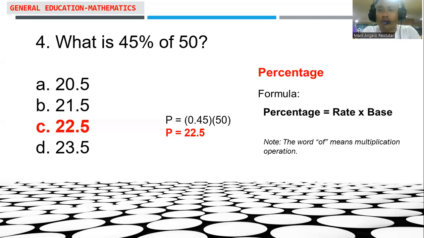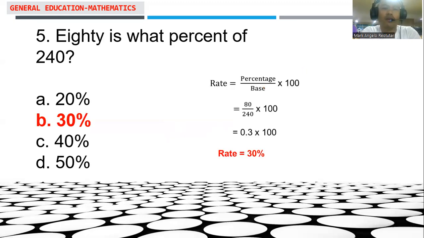But before we solve it, you need to translate or change this 45% into its equivalent decimal form, and that is equal to 0.45. So what is 0.45 of 50? That will be equal to 22.5. Okay, it's by simply multiplying them. So the answer here is 22.5.